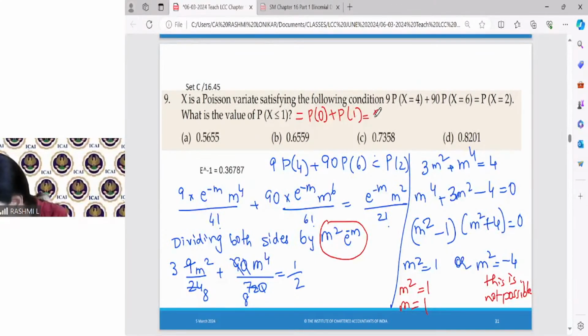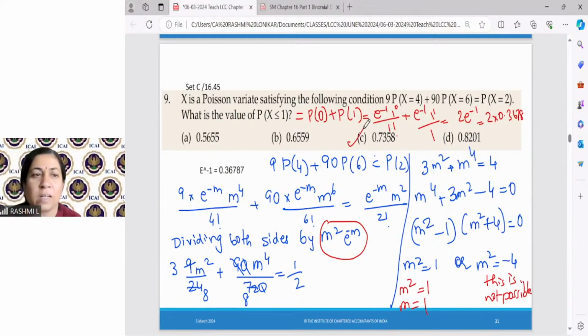So this is e raised to minus 1, 1 raised to 0 upon 1 factorial plus e raised to minus 1, 1 raised to 1 upon 1. So this is nothing but 2 times e raised to minus 1. What is the value of e raised to minus 1? This is 2 into 0.3678, which is 0.7356. So C will be the correct answer.